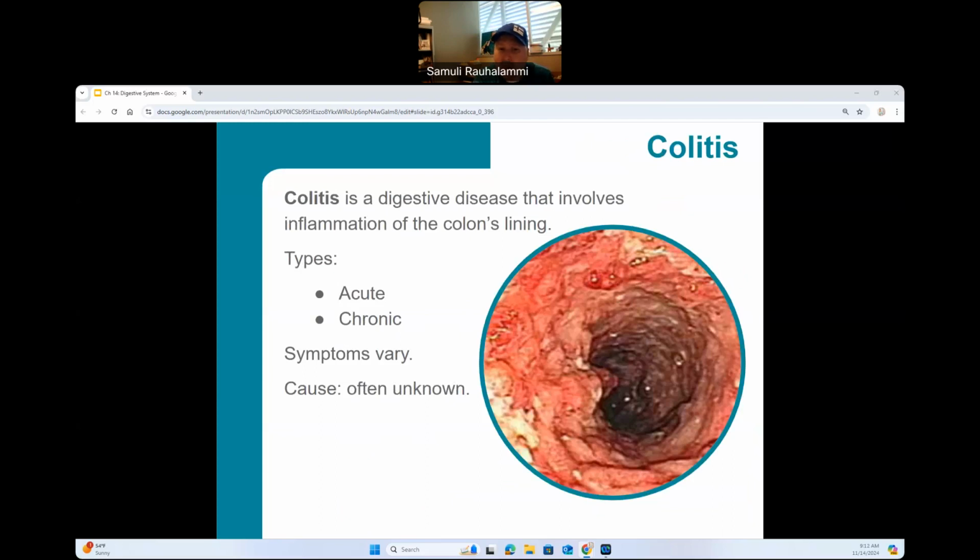The cause of colitis is often unknown, but it can be caused, for example, by infection, autoimmune conditions, ischemia, drugs, radiation exposure, or immune deficiency disorders.